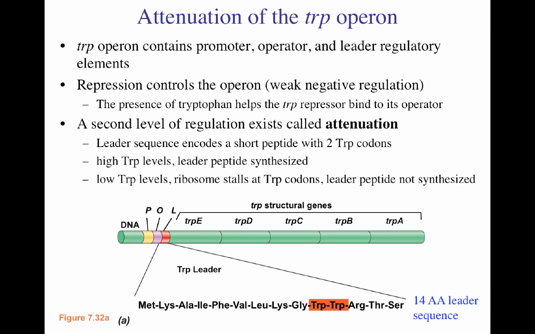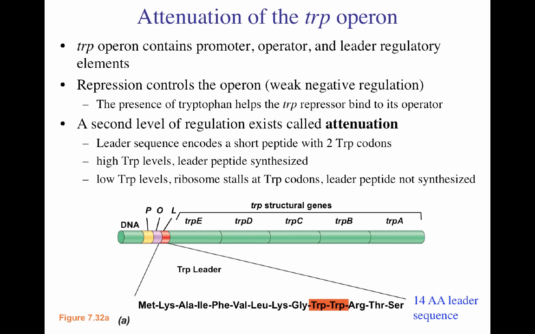So for attenuation, we're going to use an example of the tryptophan operon. The tryptophan operon is a normal garden variety operon that contains a promoter, an operator, and also a leader regulatory element. Now, repression controls this operon, so it's a weak negative regulation.